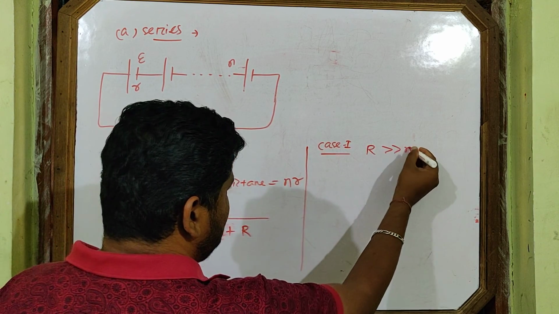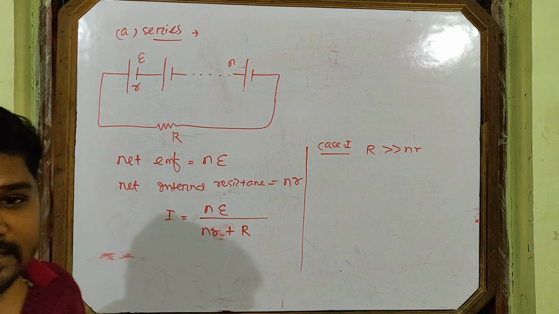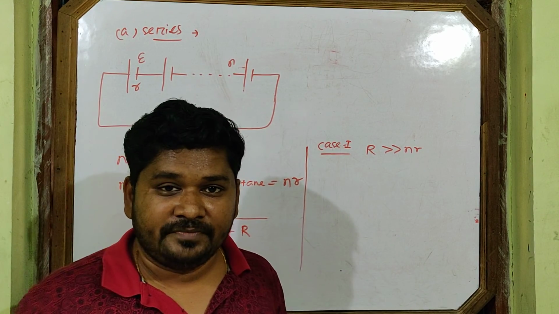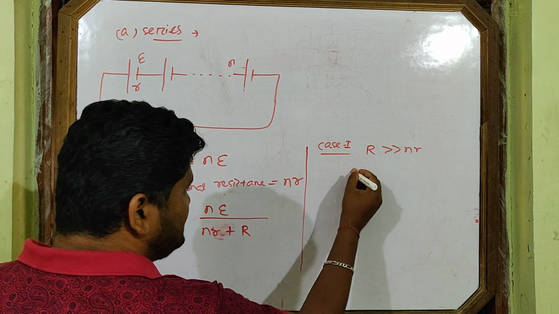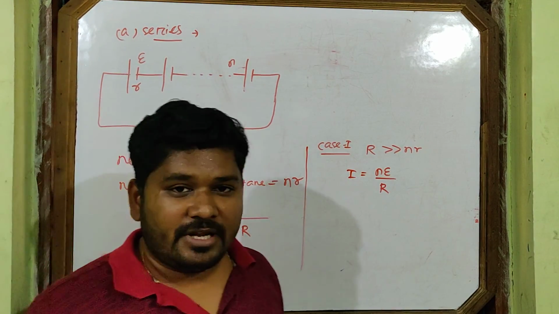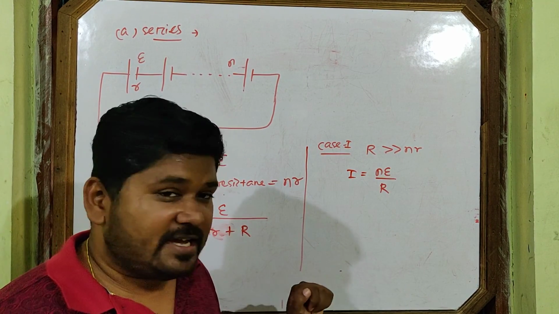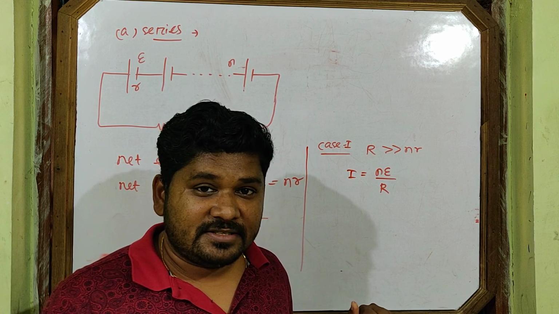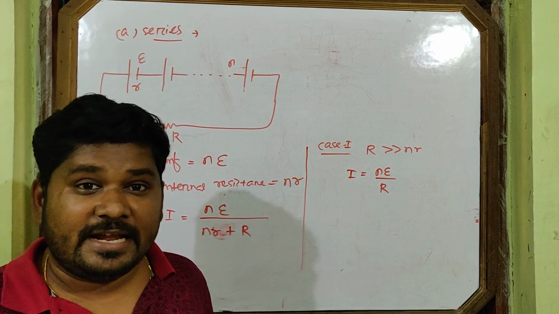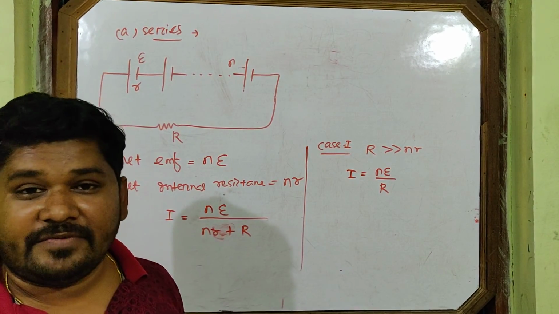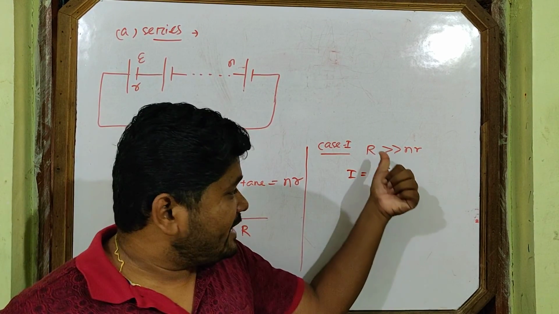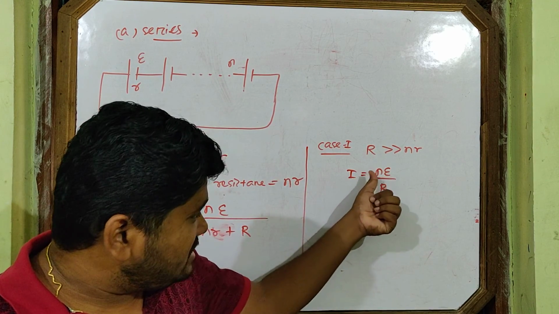When R is very much greater than nr, it means your external resistance is big in comparison to the total internal resistance. So nr can be neglected, and I equals nE by R. Got it? If I connect 5 cells, what current is there? If I connect 10 cells, will current increase or decrease? If I connect 100 cells? Increase. With more cells, you will get more current. So series combination is useful when external resistance is large. Current depends on the number of cells.